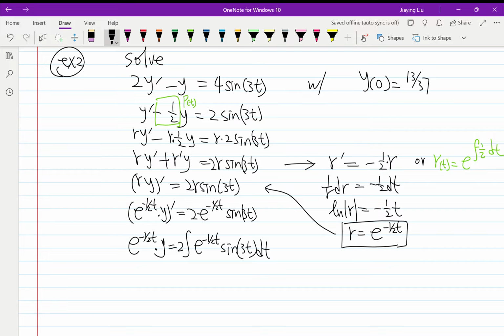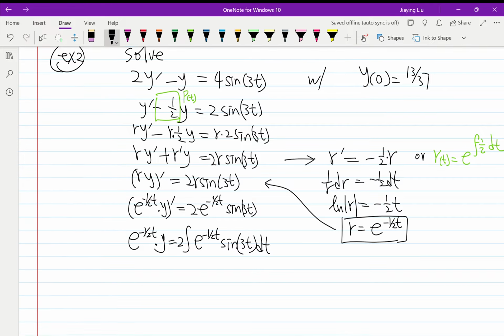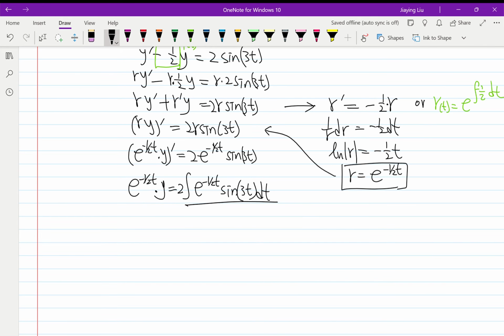Not u substitution. Right, what's the next technique that's as good as u? Integration by parts? Perhaps? Well, let's try integration by parts. Let's just focus on only this integral. Don't worry about anything else.